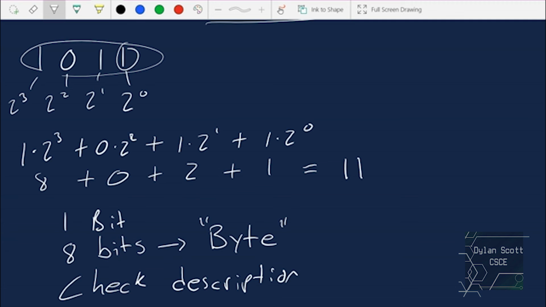Right now it might seem a little bit awkward, but I'm going to do a lot of examples of converting between binary and decimal, and there's a few different methods to doing this, and it'll become a lot more apparent as you watch the next few videos.